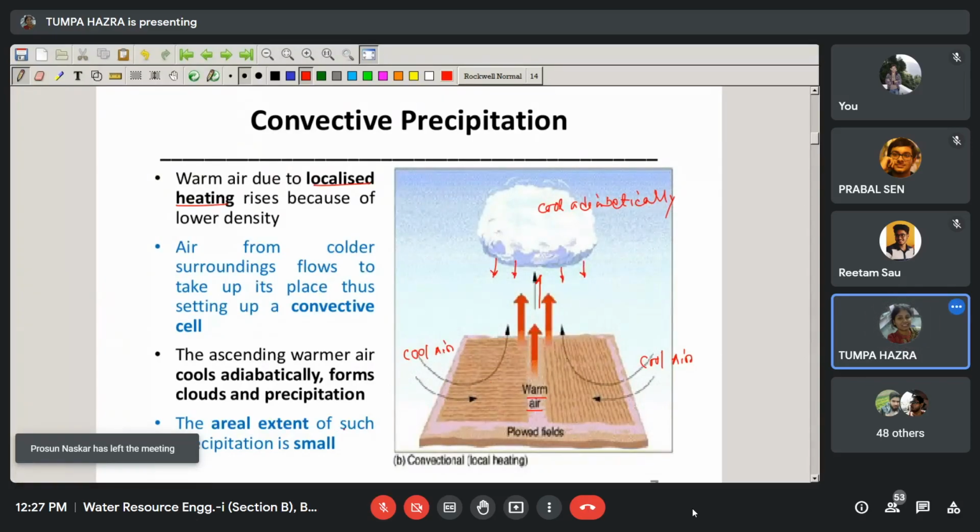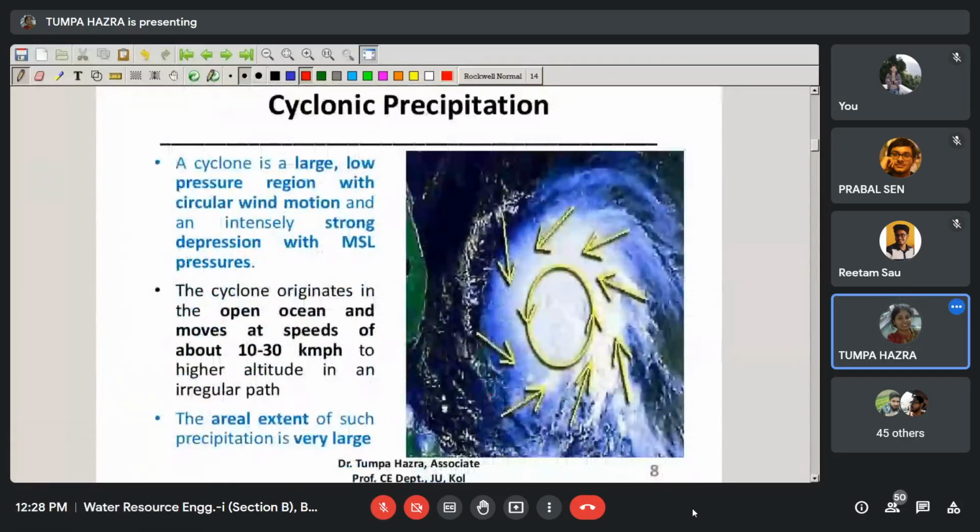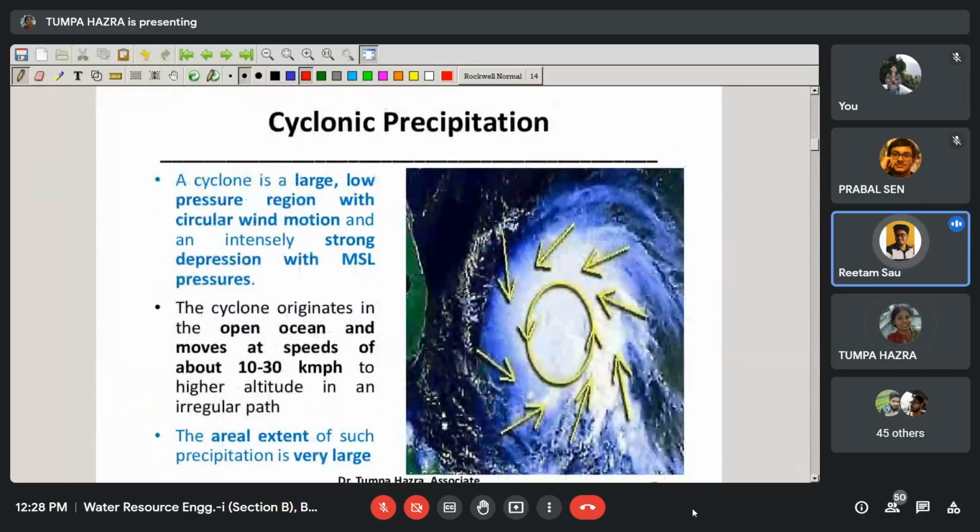Now, the areal extent of such precipitation is small, but the intensity is very high. In India, during March to May, there is rainfall due to this convective precipitation in West Bengal, Assam, and Kerala, and it is also associated with hail. Now, what is the cause then of the local heating?